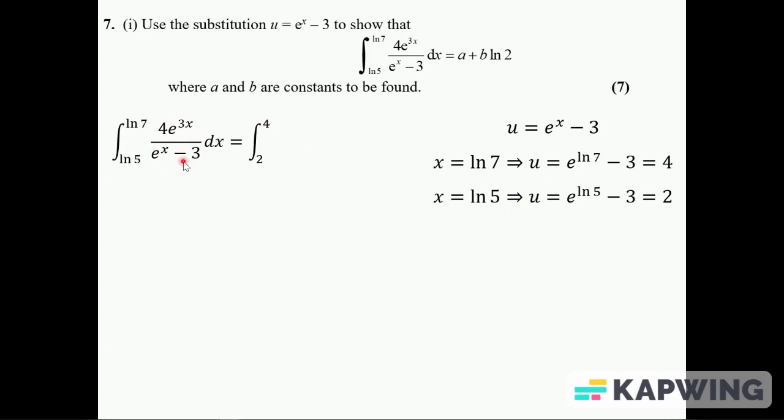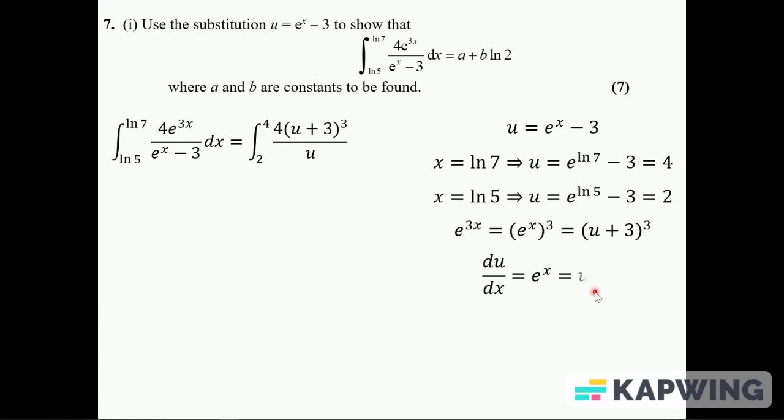Then this fraction that I've got to integrate. The bottom line is just u. The top line, e to the 3x is e to the x cubed, and e to the x is u plus 3, so I'll put that on the top with the 4. And I need to sort the dx out, of course. So du over dx is e to the x, differentiating the u in terms of x, which is u plus 3. If I rearrange it so dx equals, I'll stick the dx up here and the u plus 3 down here, then I get this.